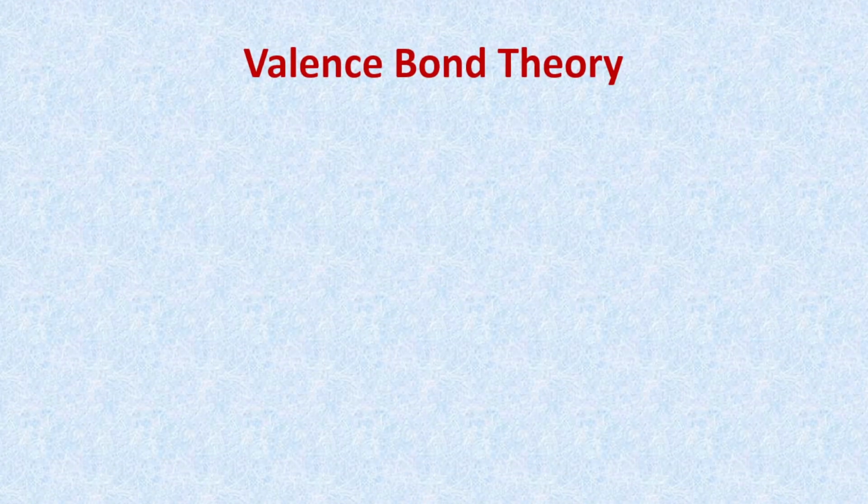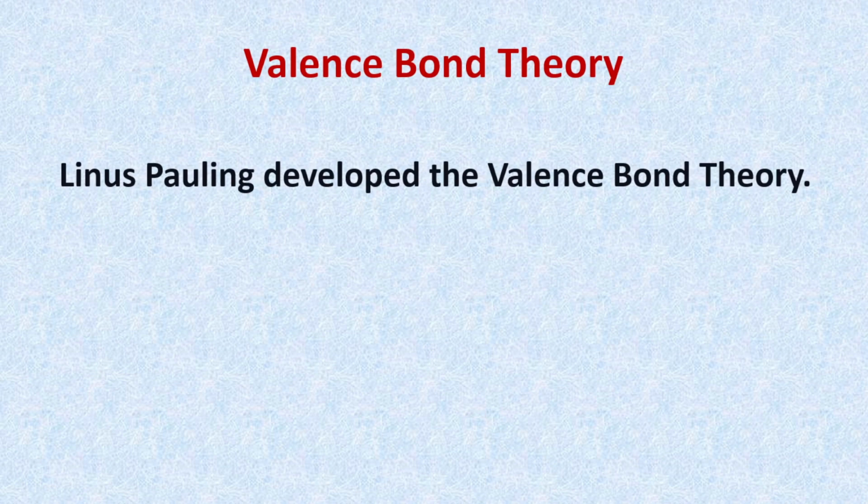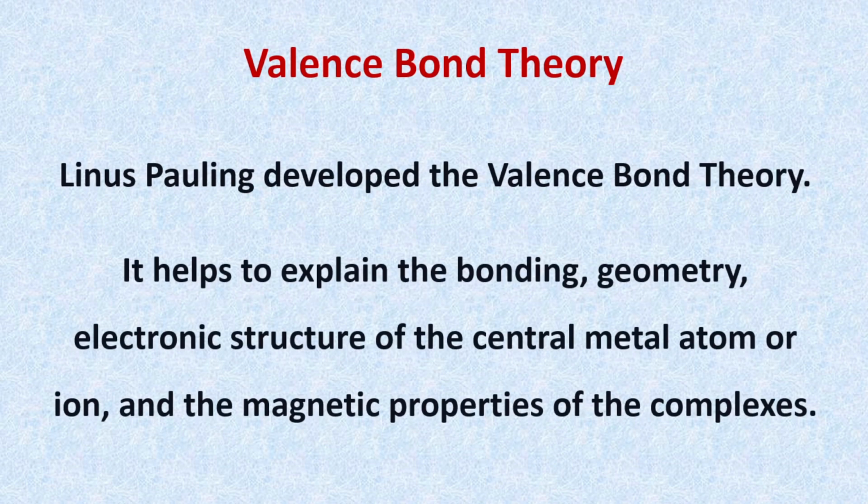Let's get started. Valence bond theory was developed by Linus Pauling. This theory explains the nature of bonding, geometry in three-dimensional space, the electronic structure of the central metal atom or ion, and magnetic property of coordination complexes.